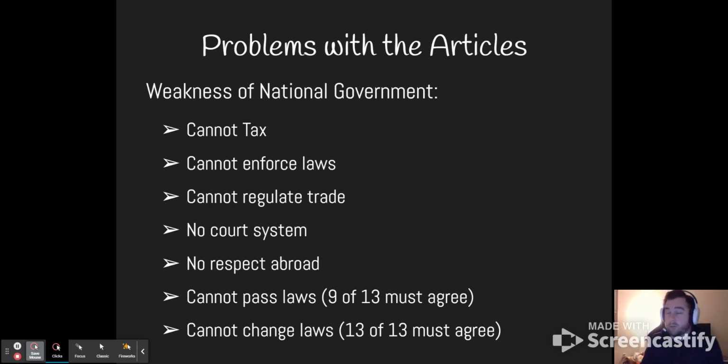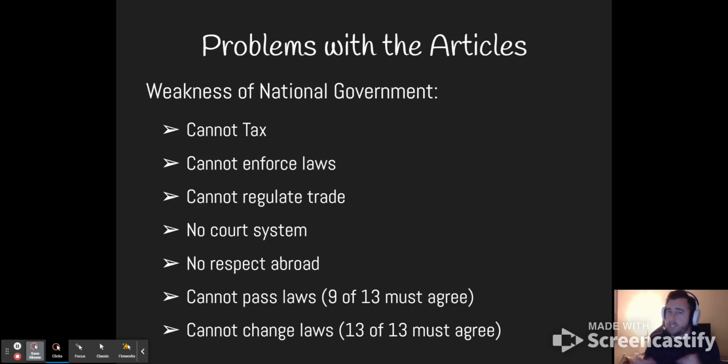Some weaknesses of the articles, okay? Because again, this is going to be where we have to reform it. The federal government cannot tax. And so if you think about, again, Britain trying to launch an attack on the United States, what you'd have to have is the states basically collecting taxes to make a state army or a state militia. Maybe something like you might consider the National Guard today. So that's a big one.